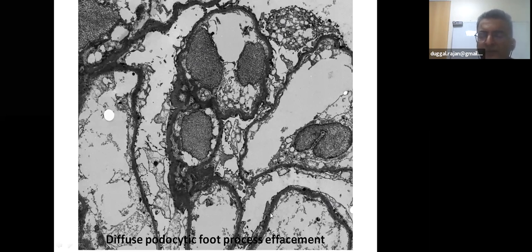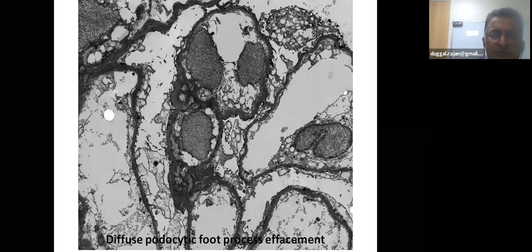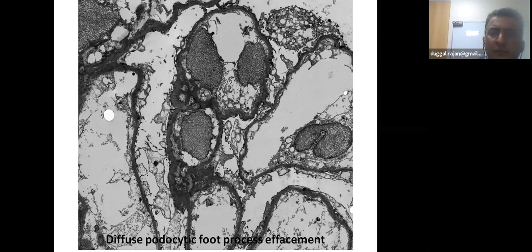There is a percentage based on which we say whether there is focal or diffuse foot process effacement, because it was seen that sometimes people label anything as focal foot process effacement. What is the percentage of foot processes which are effaced, whether it is 20%, 30%, 40%? It is said that only if it is more than 80% foot process effacement do you label that as diffuse podocytic foot process effacement. And when there is diffuse podocytic foot process effacement, it is consistent with a primary podocytopathy.